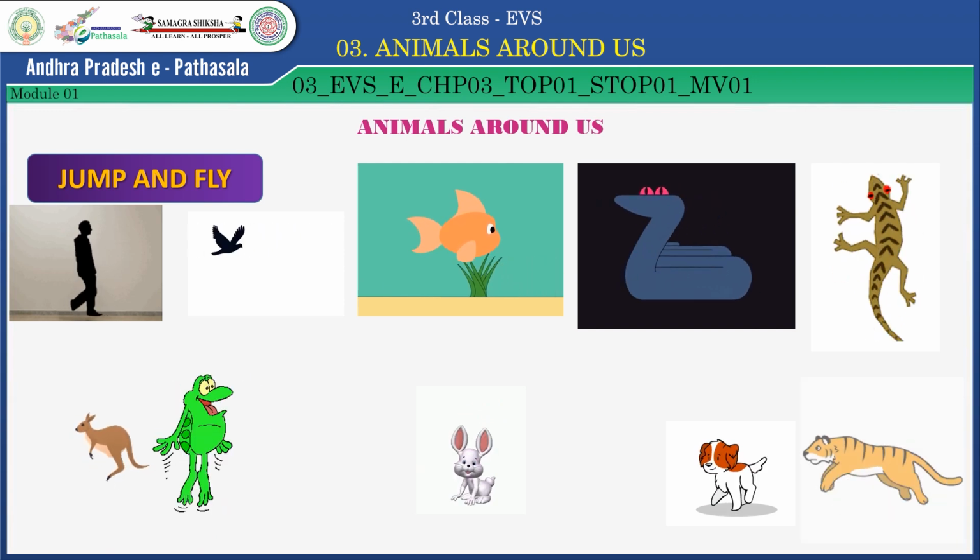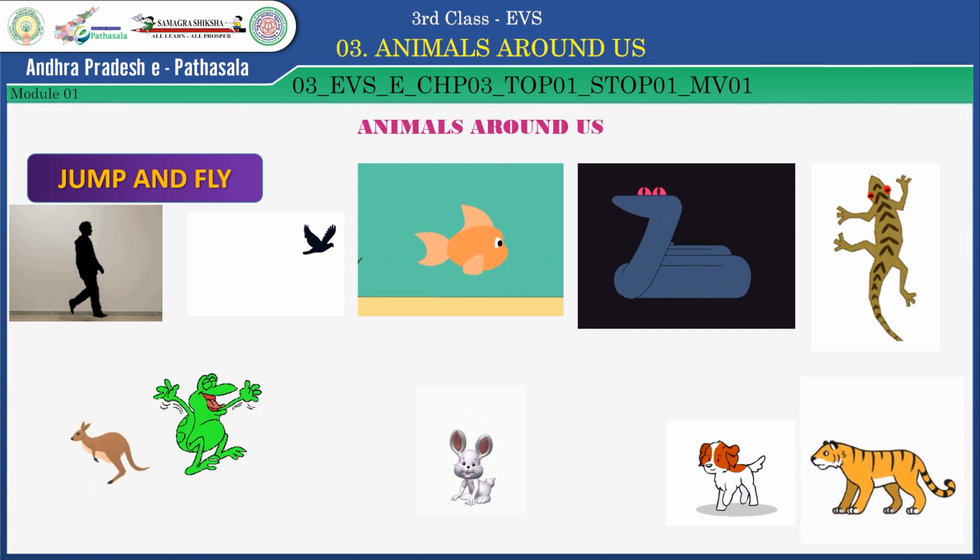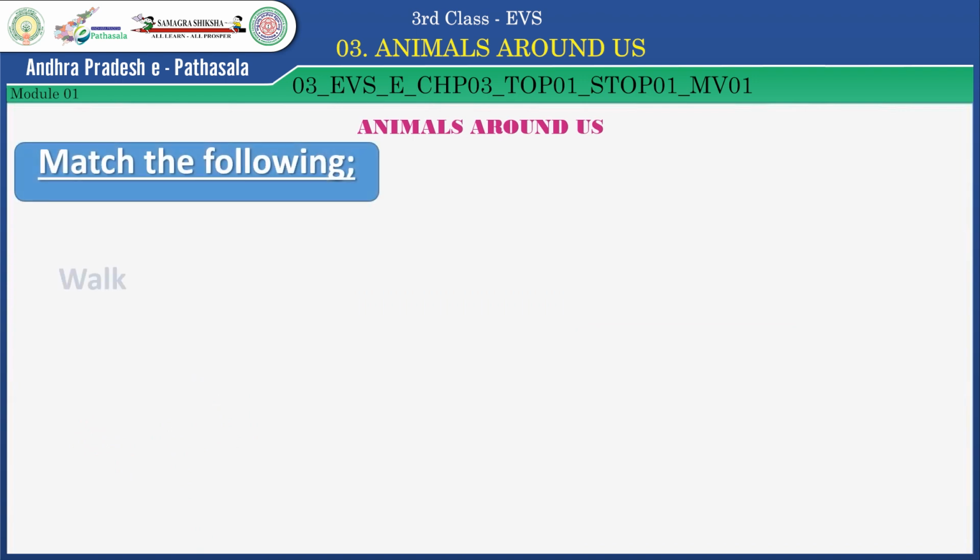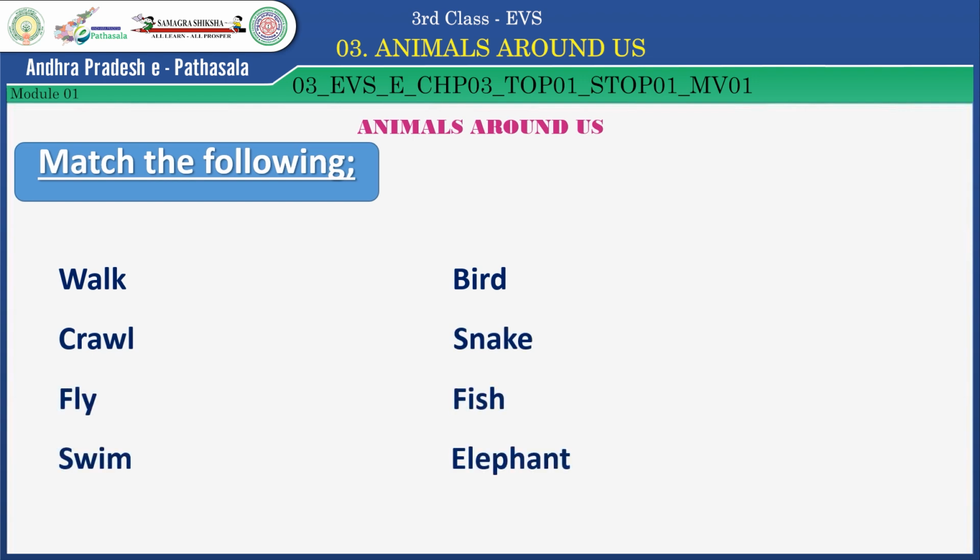Let's solve an activity. Students, match the movements with the concerned animals. Movements were given on one side and the animals were given on another side. You need to match it. Yes, elephant walks, snake crawls, bird flies, fish swims. Well done.